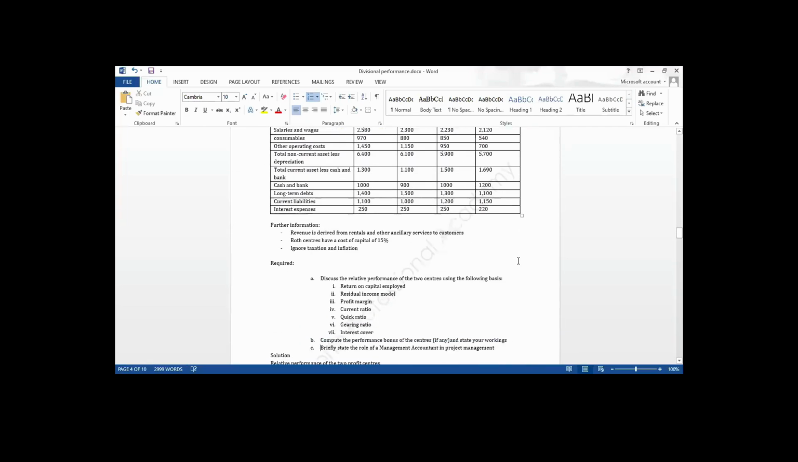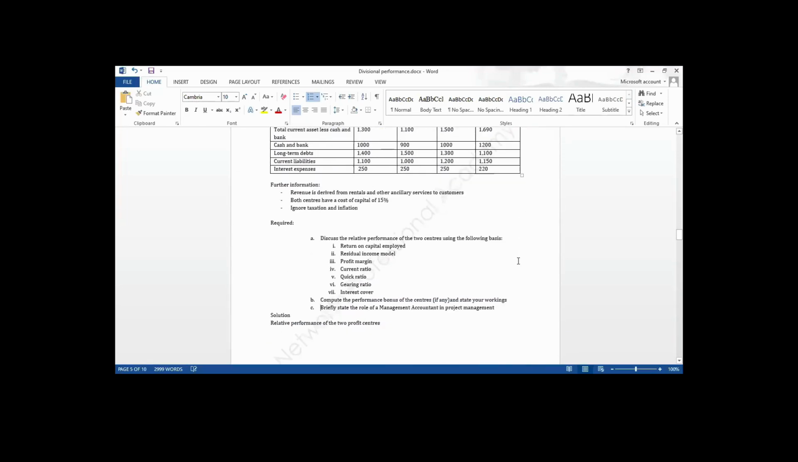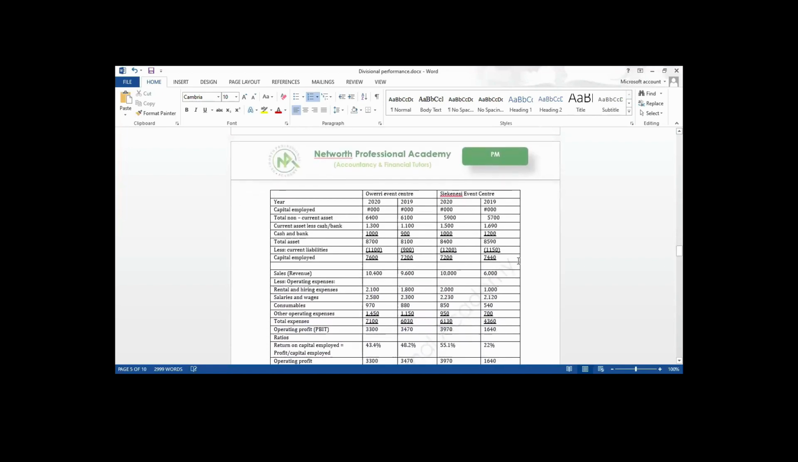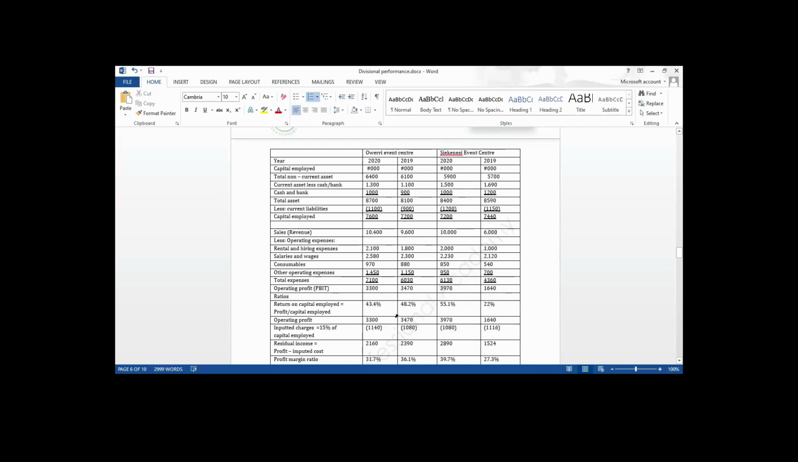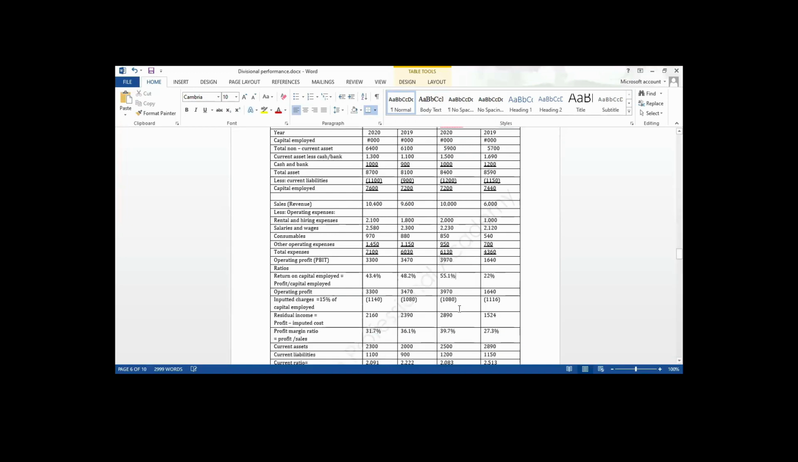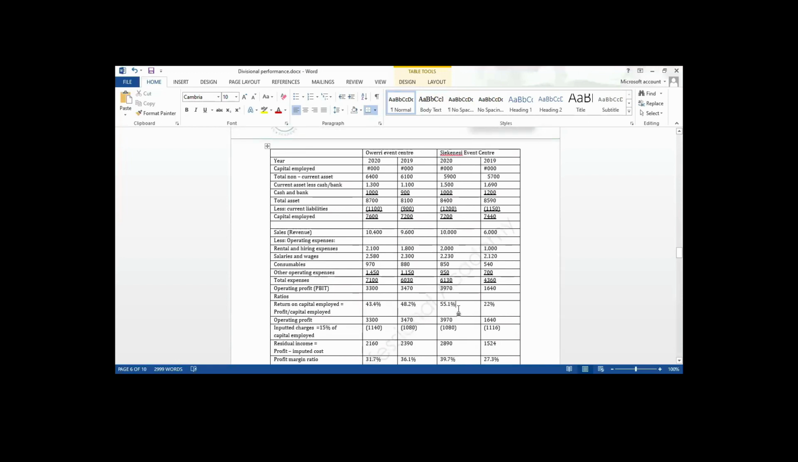Let's go check. Look at Owerri Center 2020. Are they qualified for performance bonus? No, sir. What about 2019? No, sir. Now look at Sekenesi Center. Would they be qualified for profit bonus? Yes. In 2020, Sekenisi Center is qualified for profit bonus.